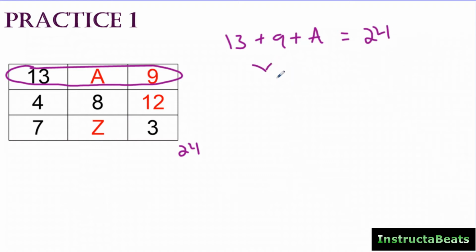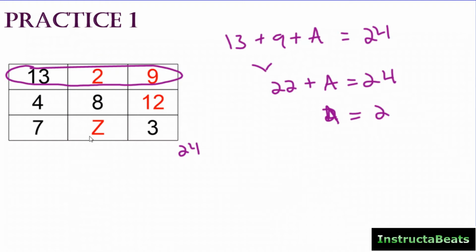You just do the same thing over and over again. It's just a process, right? So I'm going to add these together. That's going to be 22. So obviously A is going to have to be 2, because 22 plus A equals 24. And I can change A to 2. And voila, there you go.